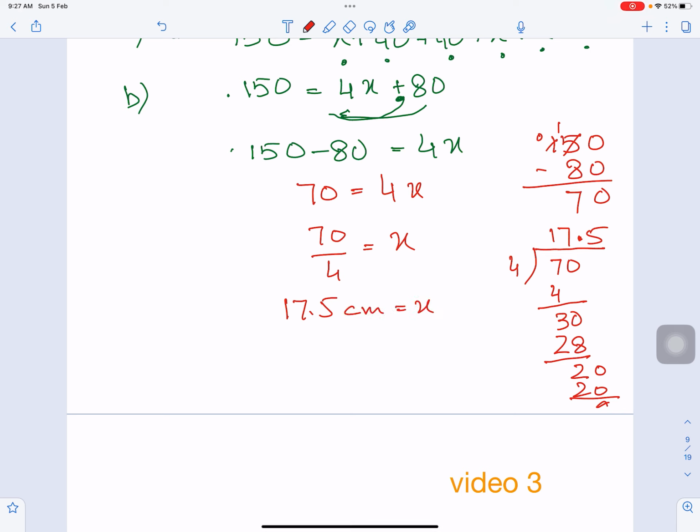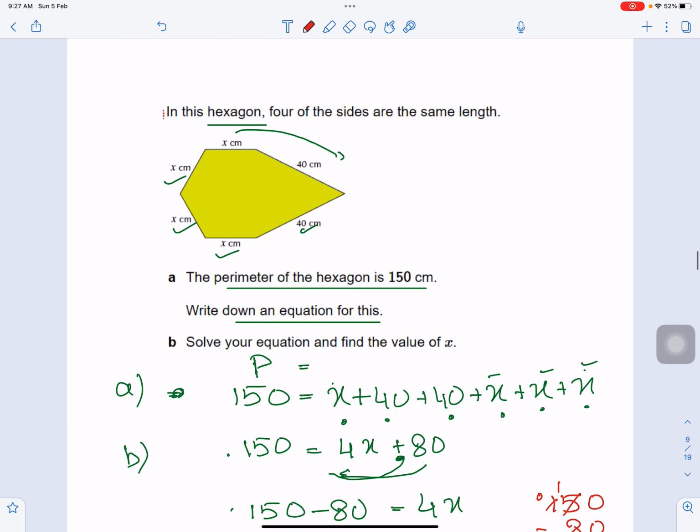Now if you want to make sure for yourself, it's not a part of the required answer, you can write here 17.5, 17.5, 17.5, 17.5 and 40 and 40. Add up all this, it should be equal to 150. This is the way to check whether your answer is right or not.